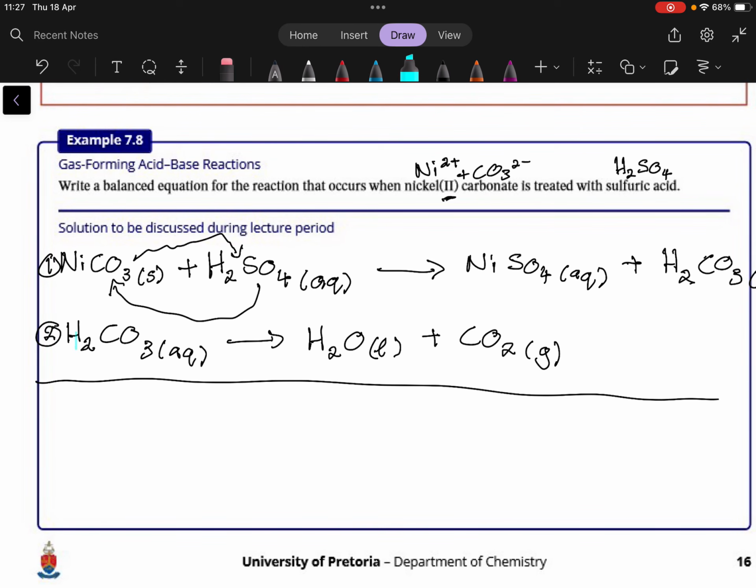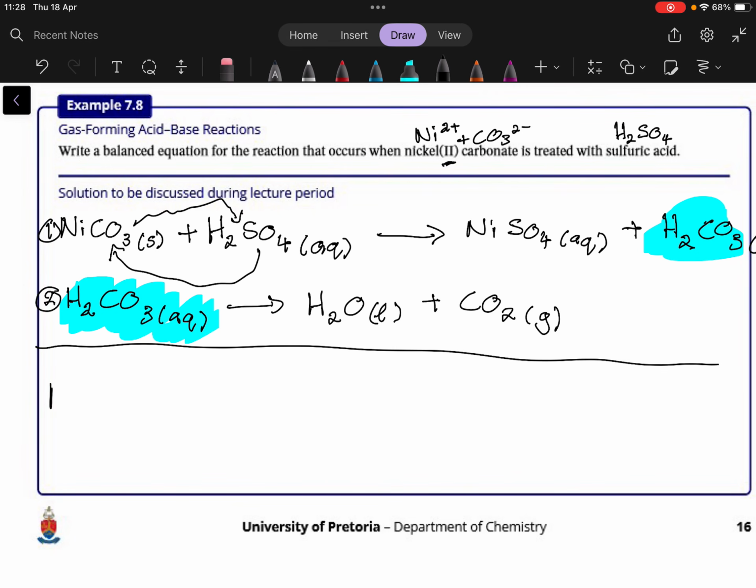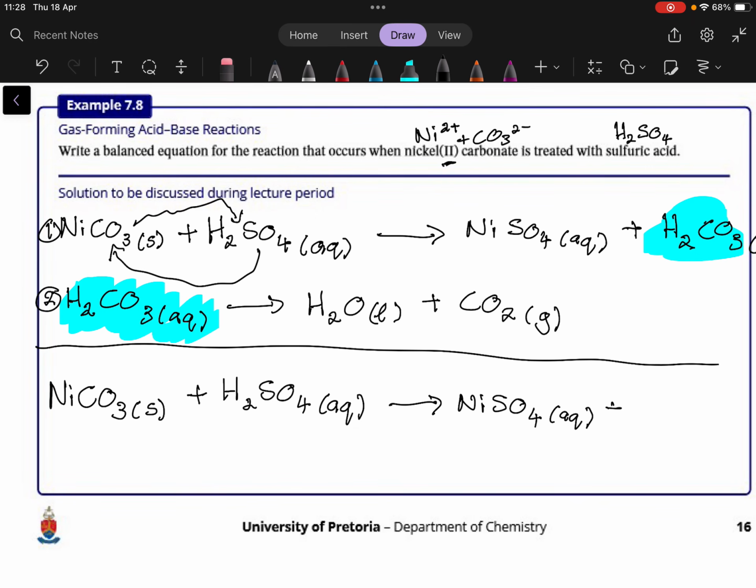So again, we say equation 1 plus equation 2. And what's on both sides? This is on both sides, so those will cancel and the rest stay there. So in other words, we have nickel carbonate plus H2SO4 in the aqueous state, which will form the soluble nickel salt, NiSO4 aqueous, plus water, plus carbon dioxide.